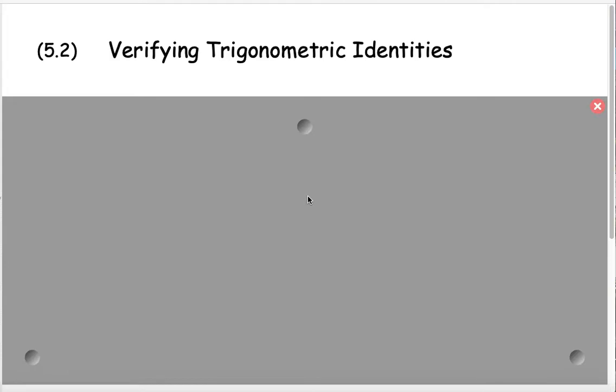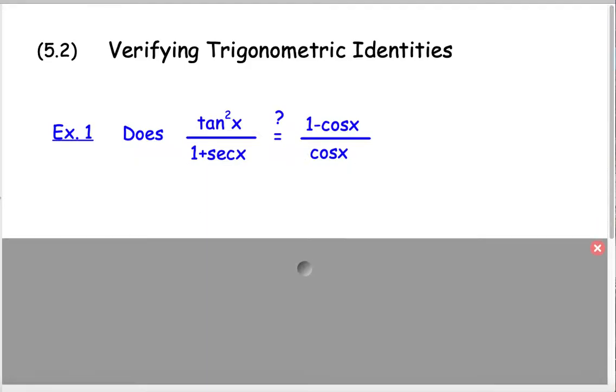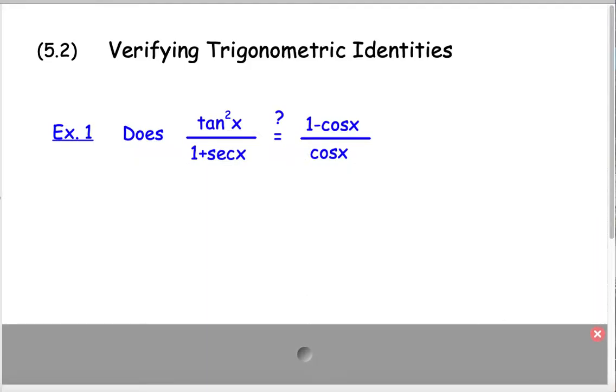So you've had some practice with manipulating trigonometric expressions. So now that'll lead us to what we call verifying trig identities. The difference here is we have an equal sign, not just an expression. But notice the question mark.